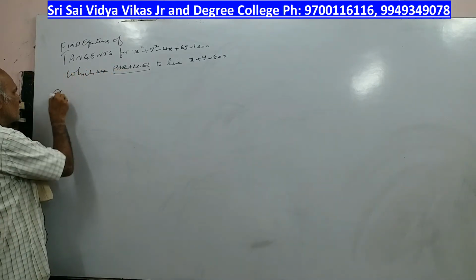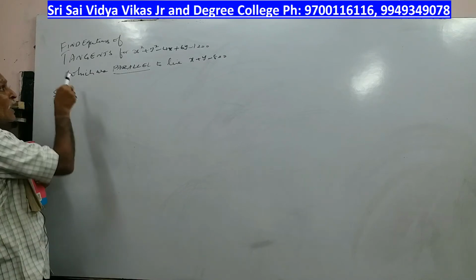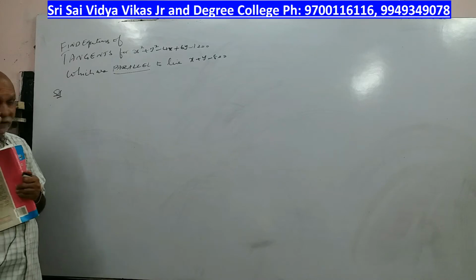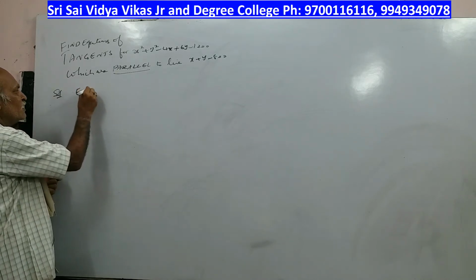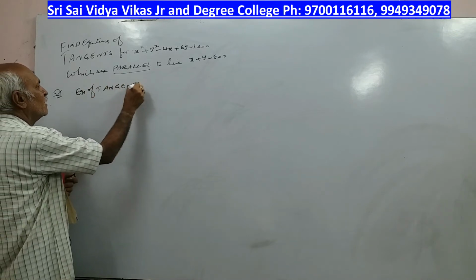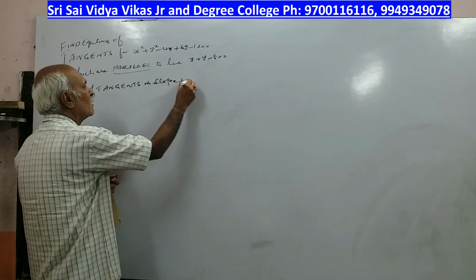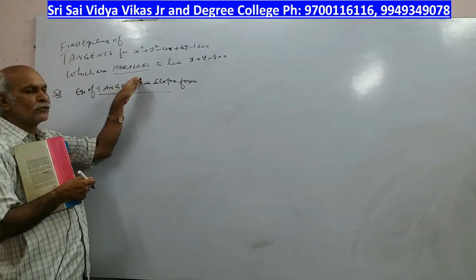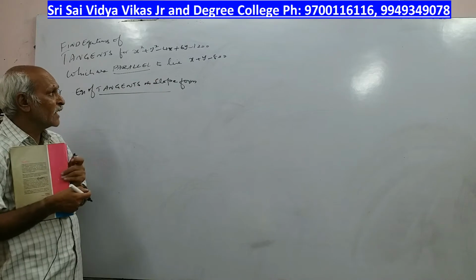Now look at here. What is the problem? He says find the equation of tangents which are parallel to the line. Now he has not given any point. He has given a condition. Now what we say? Equation of the tangents in slope form. Whenever you are asked to find the parallel, we will be doing problems like this. We write tangents in the slope form.